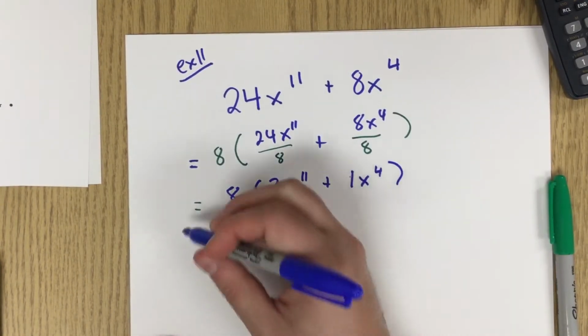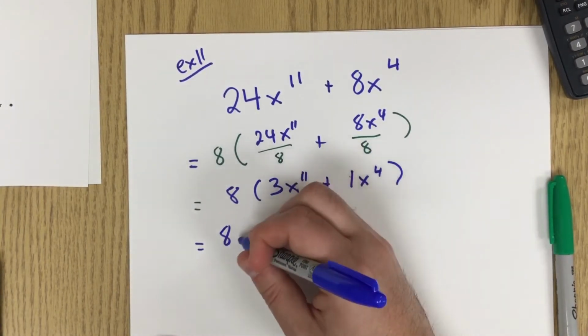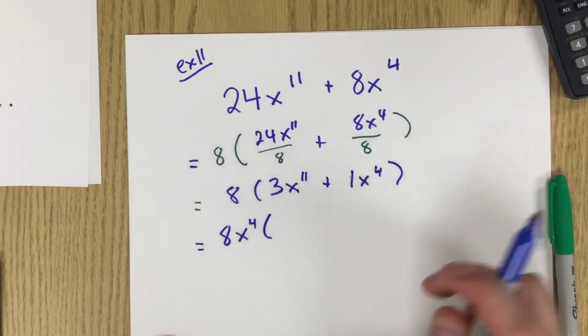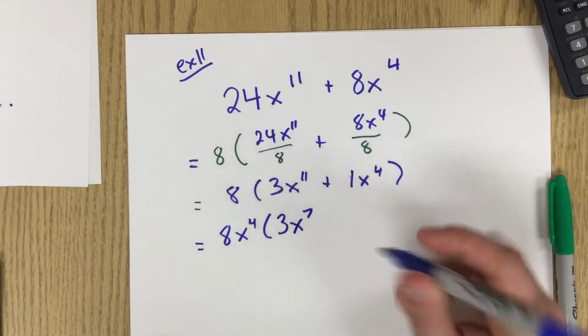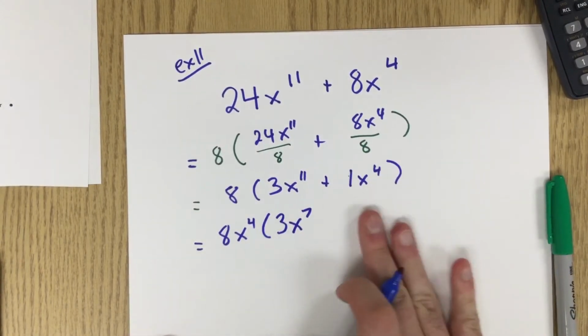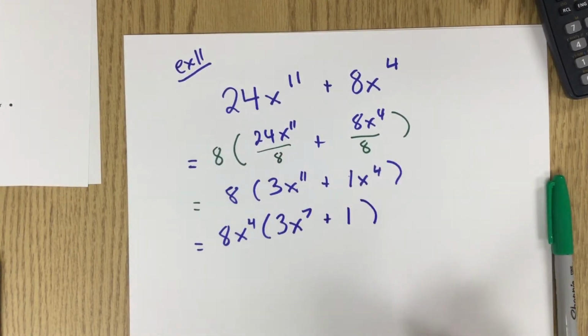Now we're going to look at the x's. So what's common with the x's? There are 11 there, 4 there, so there's going to be 4 x's in common. So it's going to be 8x to the 4. We take out 4 of those, we're going to get 3x to the 7. We take out the 4 x's, what's left? It's not nothing. People often leave nothing. That's the problem. There's still a plus 1 left. And that's how you factor that one.